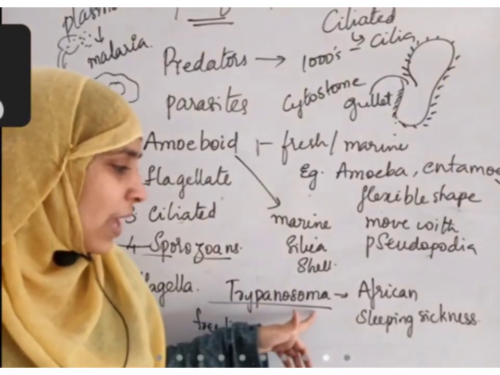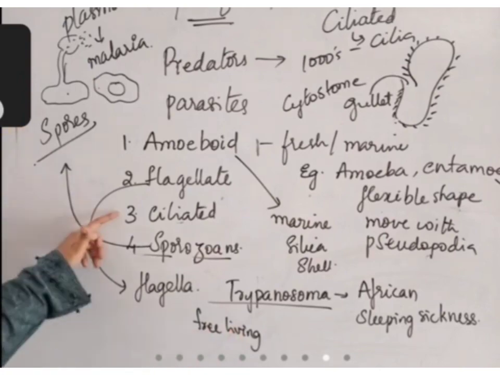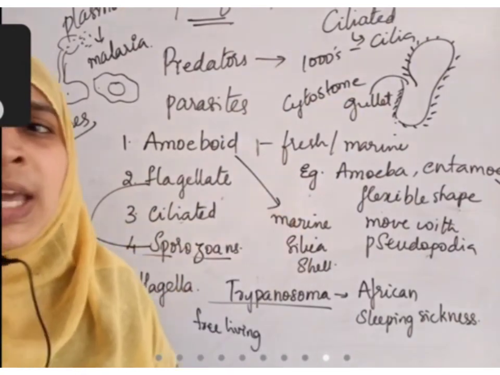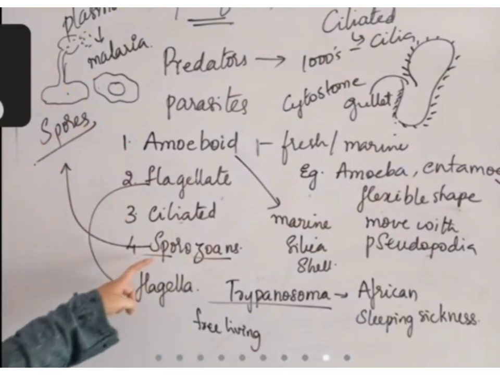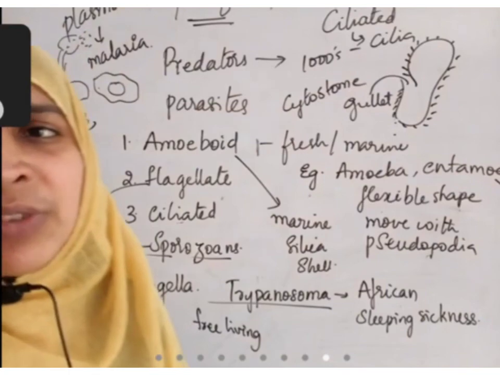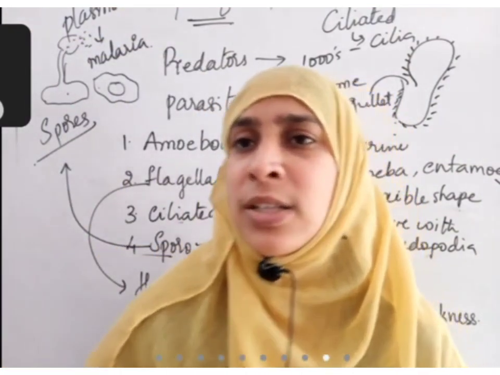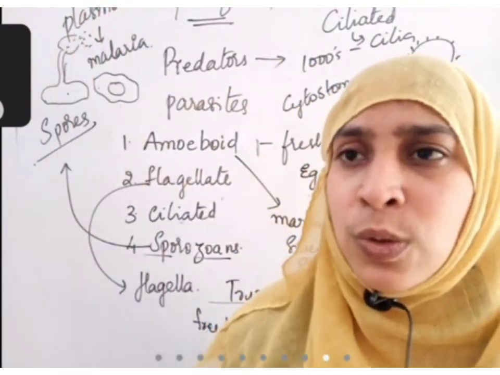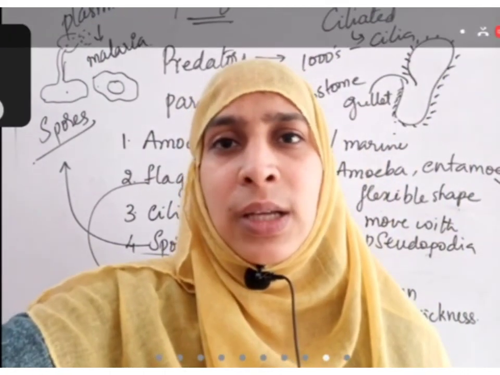Flagellates have flagella. One example is trypanosoma, which causes African sleeping sickness. Some of them are free living also. Ciliated protozoans have cilia, and the cilia help in movement and also in collecting food. Example, paramecium. And sporozoans, example, plasmodium, which causes malaria. In its lifetime, its body turns into a spore bearing body, which bursts out to release the spores outside when favorable conditions are not there. That is about the protista, right.